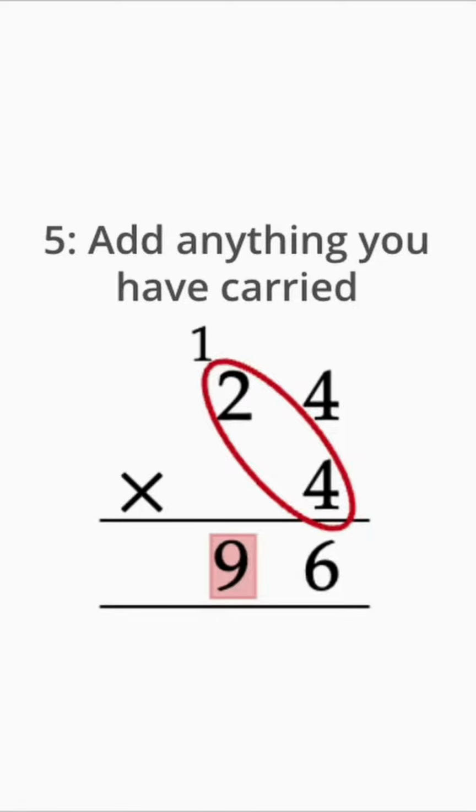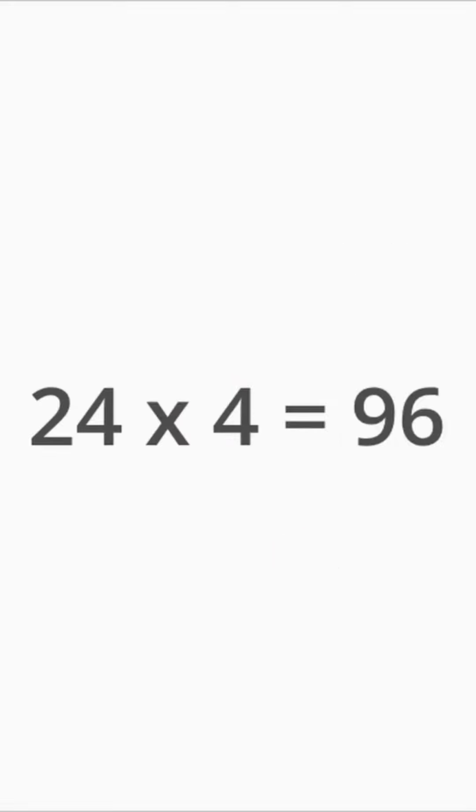You add after multiplying because you have already done multiplication to get this extra 10, so you don't need to multiply it again. Therefore, 24 times 4 is equal to 96.